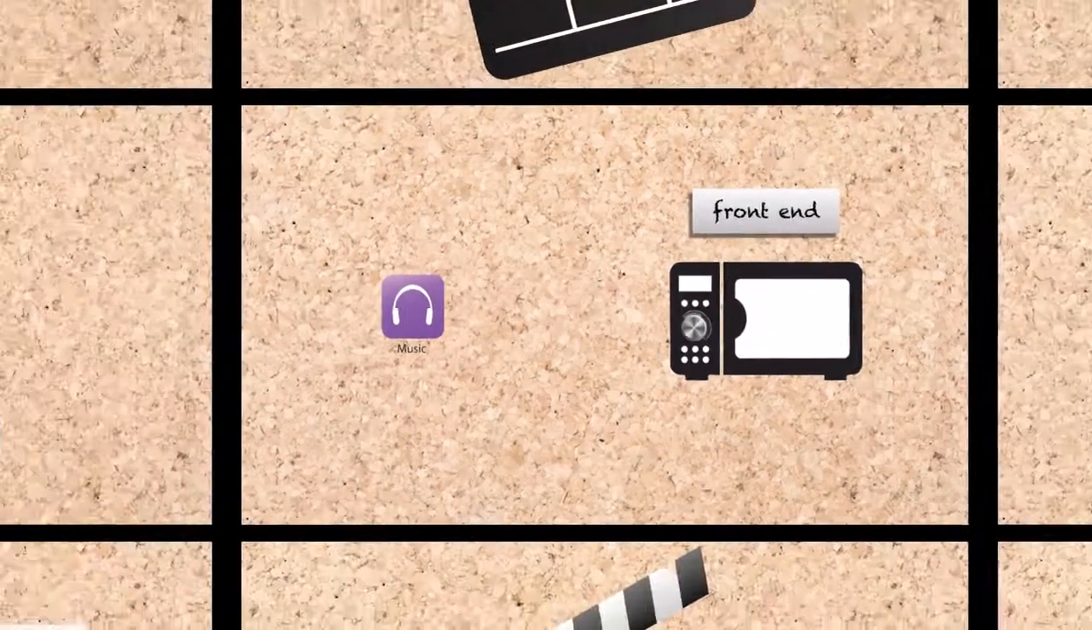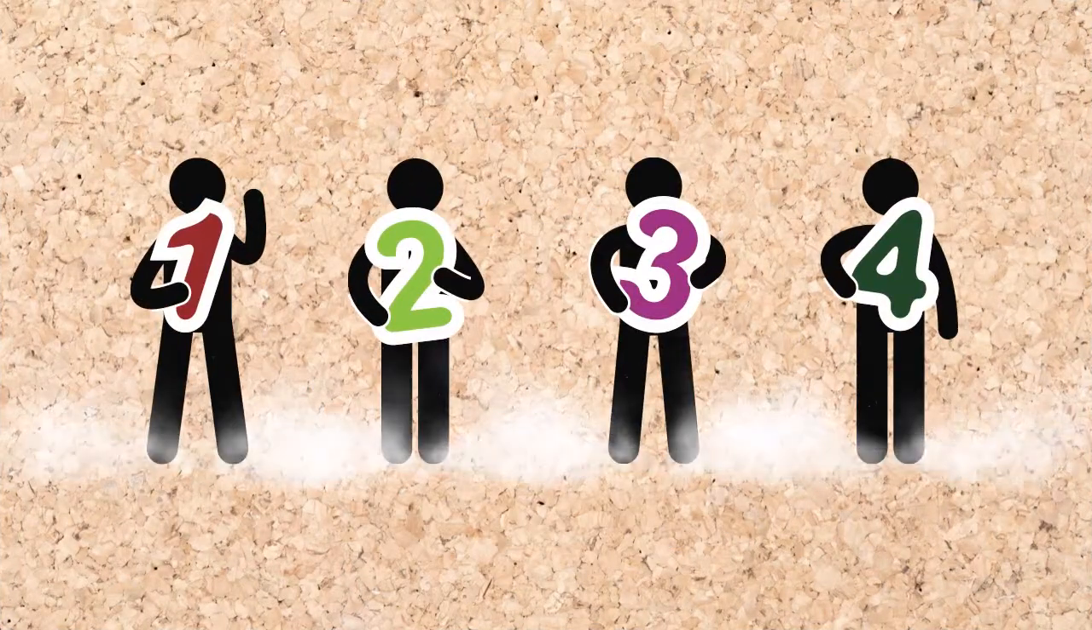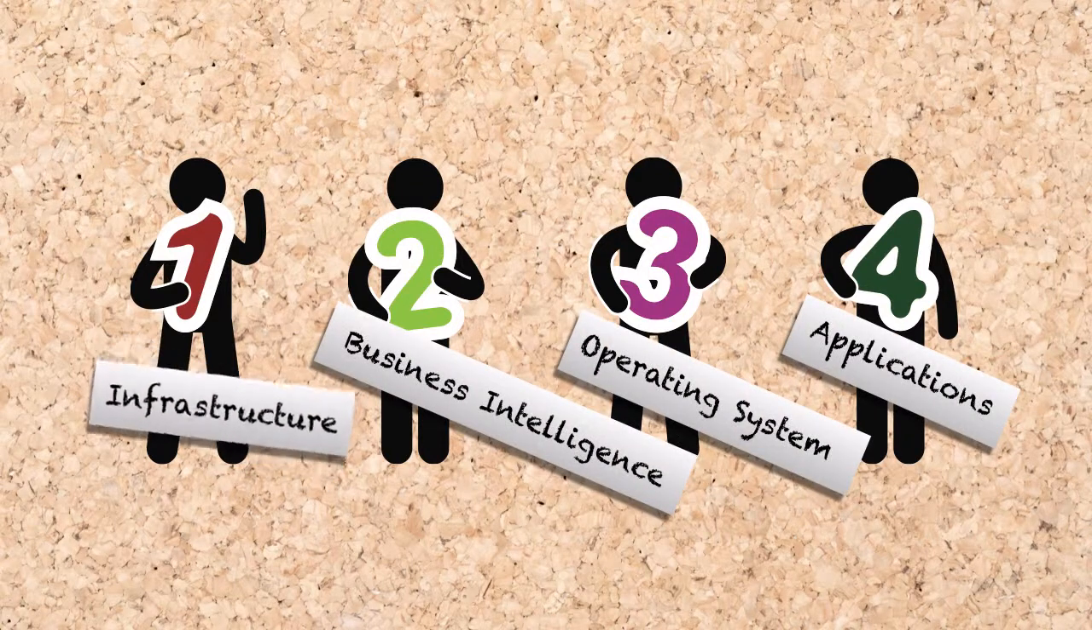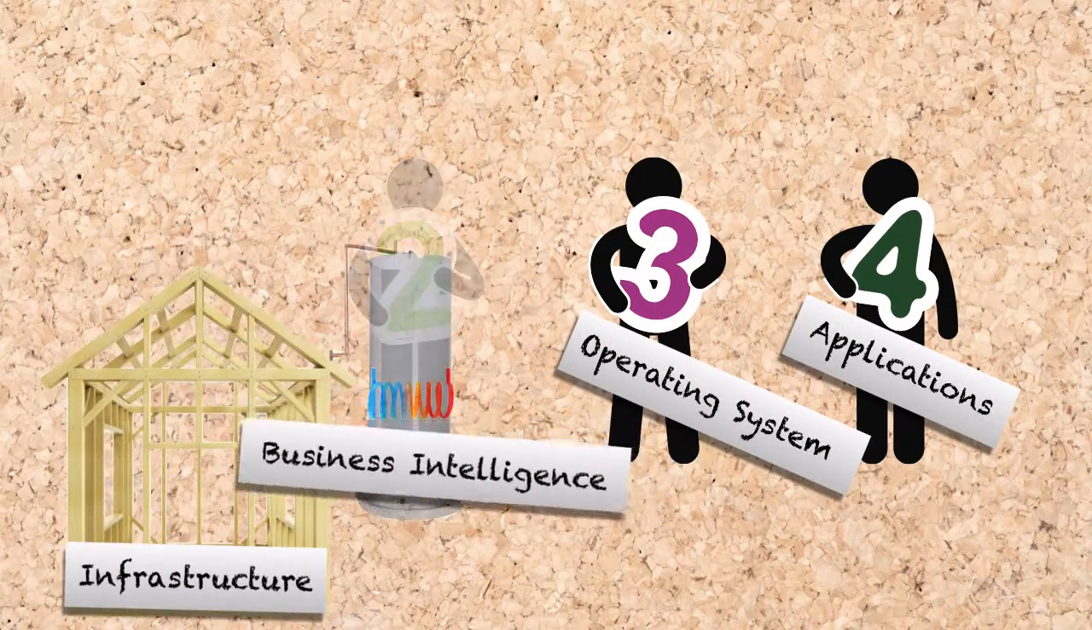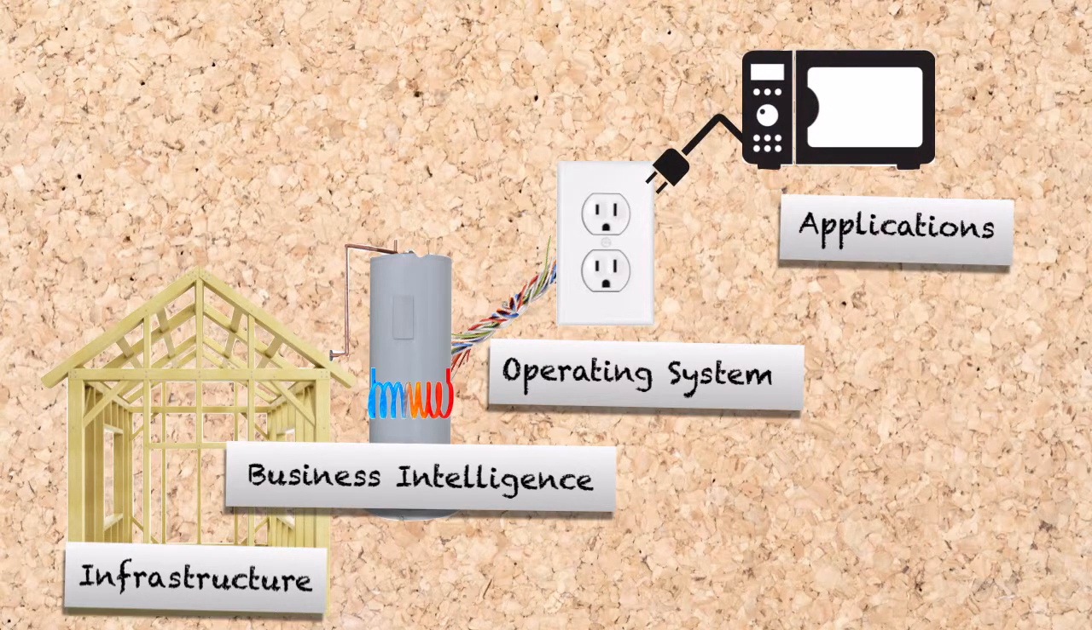That's it. We've now gone over all 4 layers in the tech stack: back-end, infrastructure, and BI, the bridge, operating systems, and finally, the front-end applications.